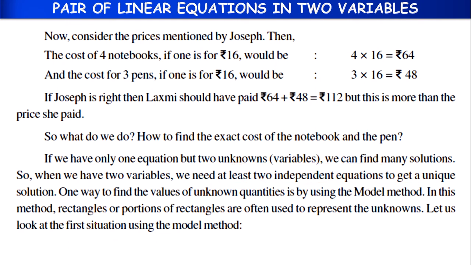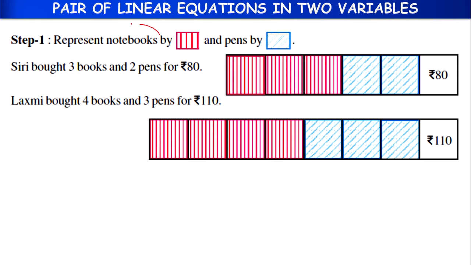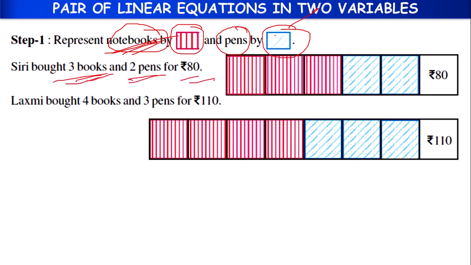In the model method, rectangles or proportions of rectangles are often used to represent the unknowns. Suppose we represent notebooks by these red rectangles and pens by these blue rectangles. Siri has bought 3 notebooks and 2 pens for 80 rupees. Lakshmi has bought 4 books and 3 pens for 110 rupees.